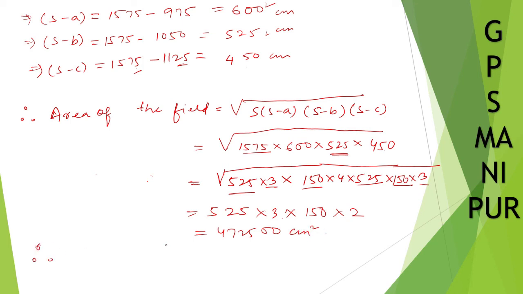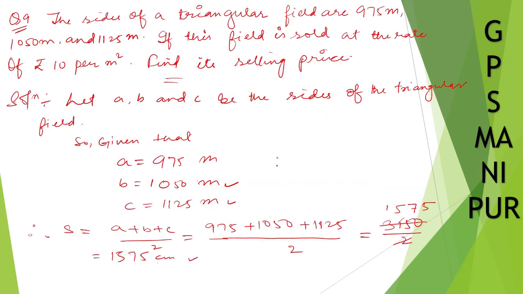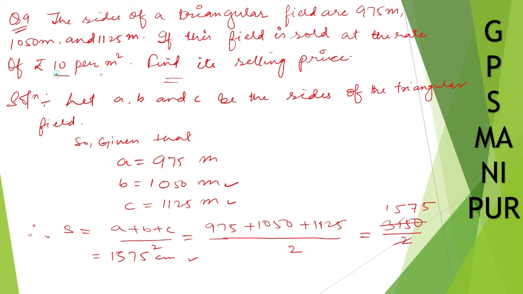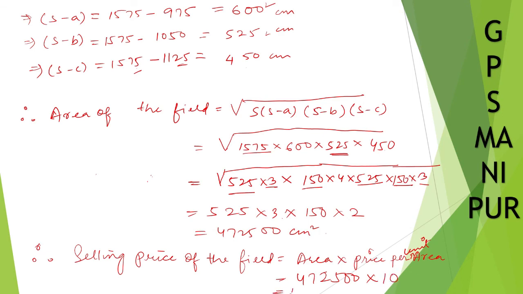Now the question is asking us to find its selling price. So the selling price of the field is equal to area into price per unit area. It is sold at the rate of ₹10 per meter square, which is the price per unit area. So the area is 472500 into 10. So it is rupees 472500 and put one more zero from 10, so 4725000. This is the answer.